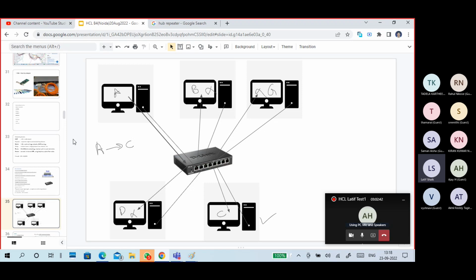So what happened? Because of this broadcast, A sends a packet to C, but the same packet also goes to B, D, G, E and F, like that. So the same packet is going. There is no security. Everyone gets the same packet. So what will they do? They will check the to address and from address.